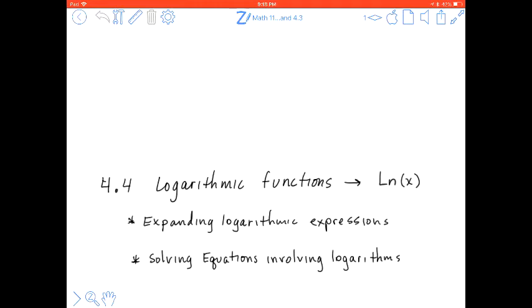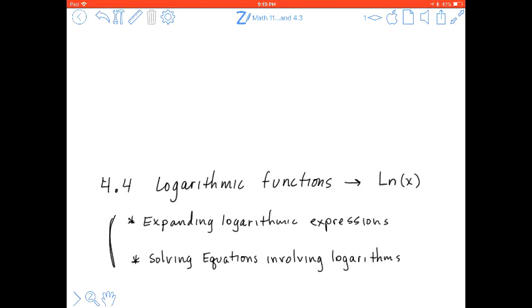Specifically, these two topics here: expanding logarithmic expressions into multiple logarithmic expressions. That's useful for the next lesson, lesson 4.5, when you're taking a derivative of a logarithm. And then solving equations that involve logarithms, that's going to be helpful to review for lesson 4.6.